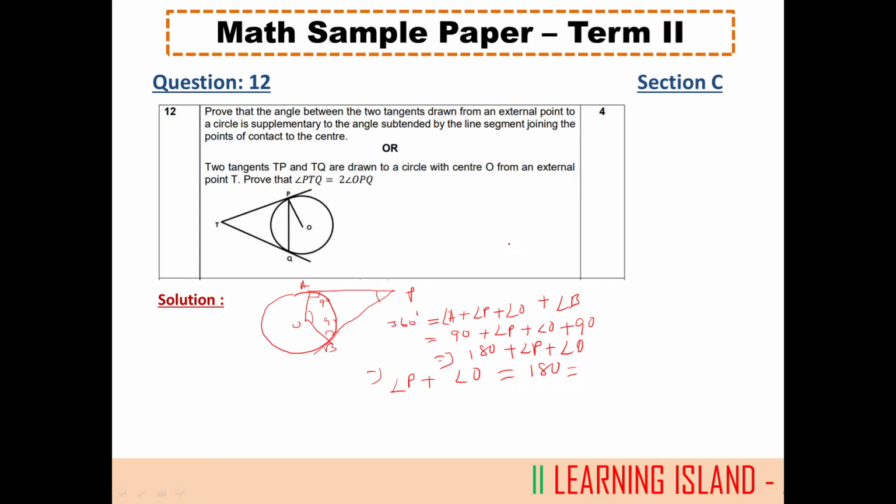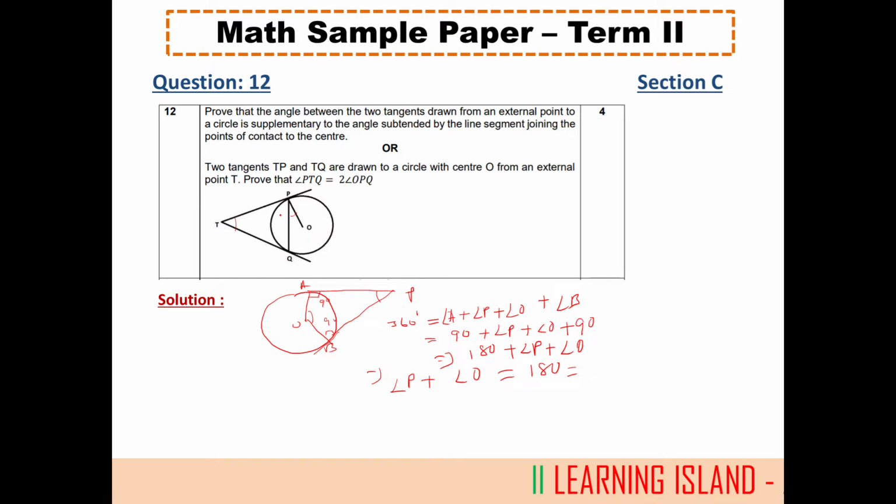What is in the second portion? Two tangents TP and TQ are drawn to a circle with center O from the external point T. Prove that the angle PTQ is twice the angle OPQ. The picture is given here. The two tangents are drawn like previous, and now we have to prove that angle PTQ is twice the angle OPQ. How will you prove that?